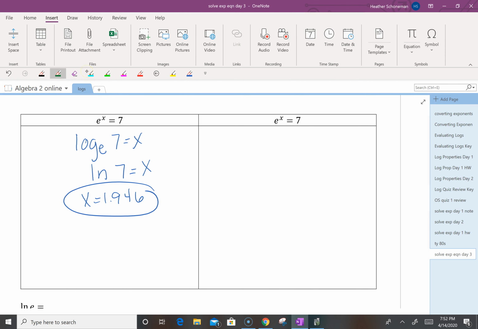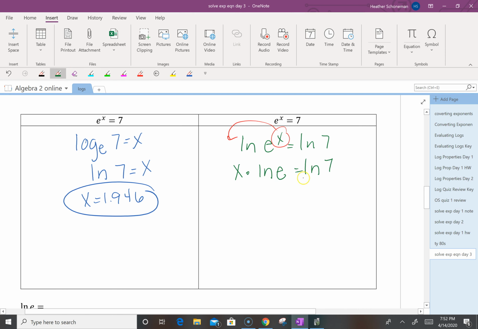All right, now we want to do it the new way. Well, anytime you see e, you want to think natural log. So I'm going to take the natural log of e to the x equals the natural log of 7. Again, you got to move that exponent. So when I move that exponent, I have x times the natural log of e equals the natural log of 7. Divide by the natural log of e, and now you're thinking, okay, clearly the natural log of 7 can't be the same as the natural log of 7 divided by e.